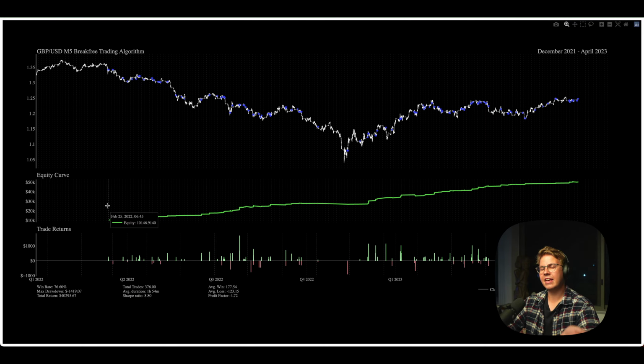And this is a 10K account. This is 376 trades. The average duration for the trades is about 2 hours. And the average win is $177, and the average loss is $123. The profit factor is 4.72.